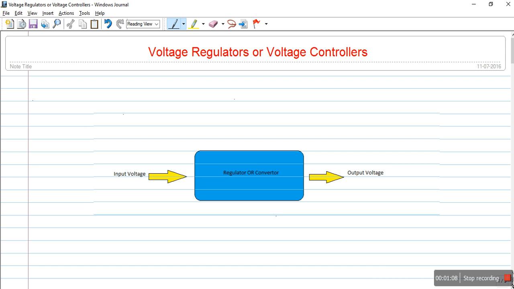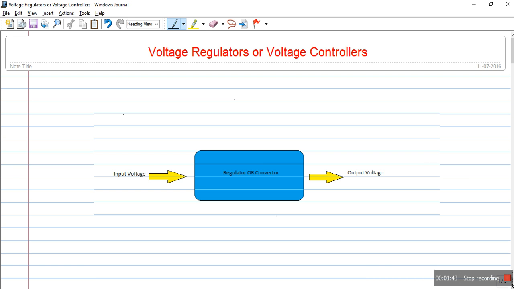So let's see the block diagram of a voltage regulator or voltage controller. Basically, in the block there is a voltage regulator or converter. It may consist of various components, a complex circuitry or a very simple circuit as well, which takes the input voltage, which may not be fixed and which may not be required. So it takes the input voltage, changes the level of voltage, and gives the output voltage. That is how a voltage regulator or converter or controller works.